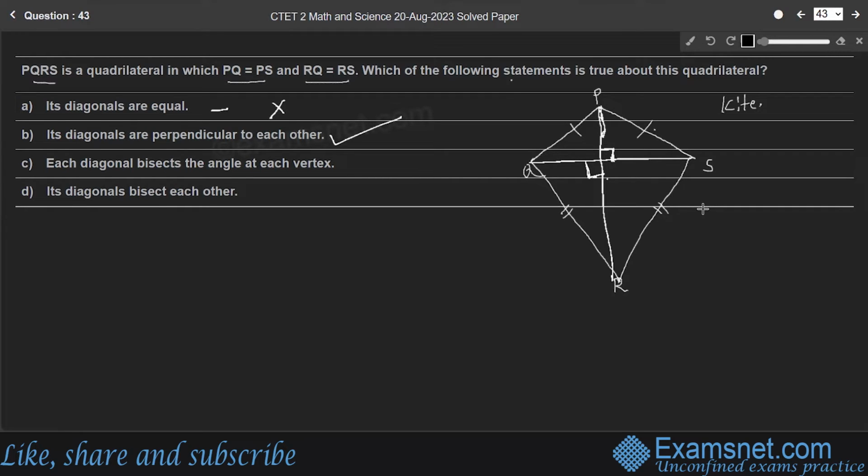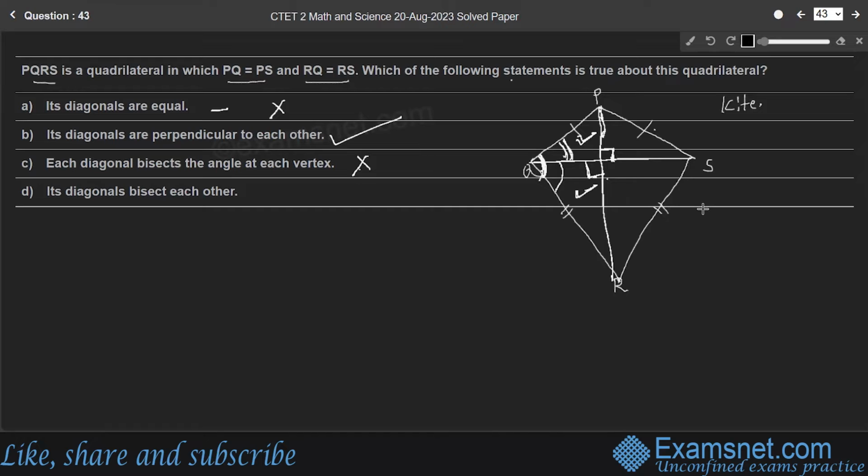Whereas the remaining options: each diagonal bisects the angle at the vertex, which is false, right? Here, compare angle Q, for example. We'll consider angle Q. Here angle SQR is greater than PQS, the small angle, right? Compared to the first angle SQR, the second angle PQS is smaller. Therefore, diagonals do not bisect the angles at their vertex, so the third statement is also false.